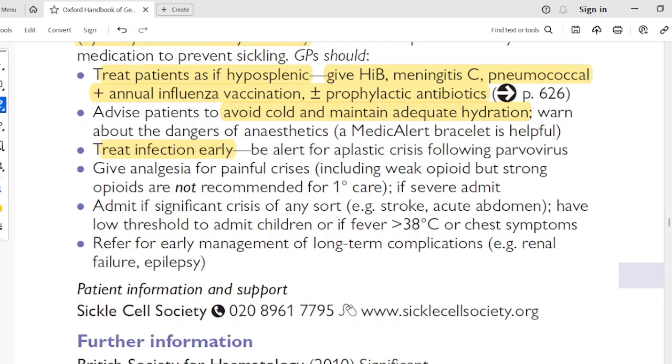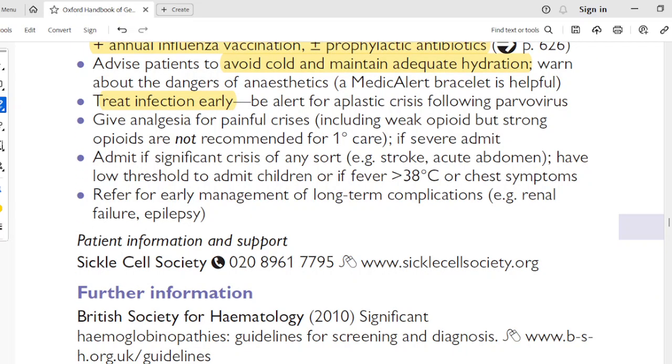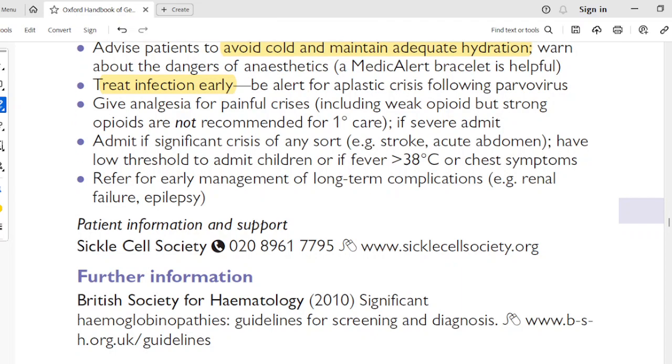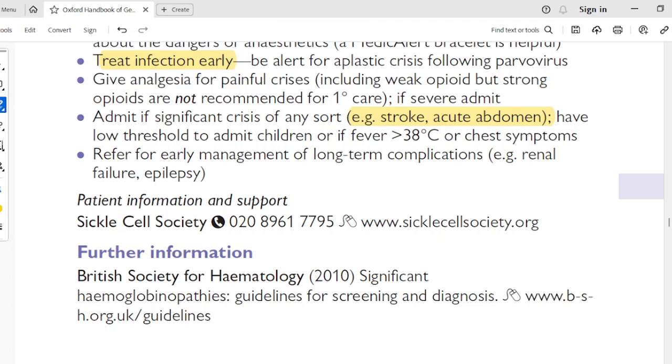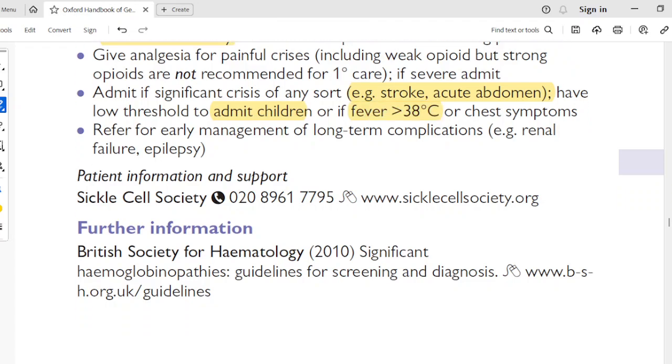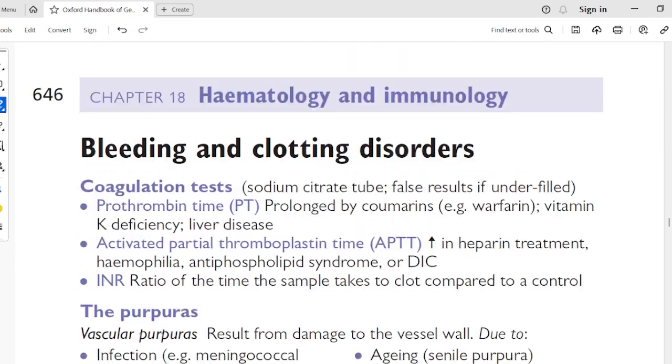Treat infection early. Be alert for aplastic crisis following parvovirus. Give analgesia for painful crisis, including weak opioids, but strong opioids are not recommended in primary care. If severe, admit. Admit for significant crisis of any sort, for example stroke or acute abdomen, and have a low threshold to admit children or if fever is more than 38 degrees or there are chest symptoms. So if a child is already diagnosed with sickle cell anemia, admit early. Refer for early management of long-term complications like renal failure and epilepsy.